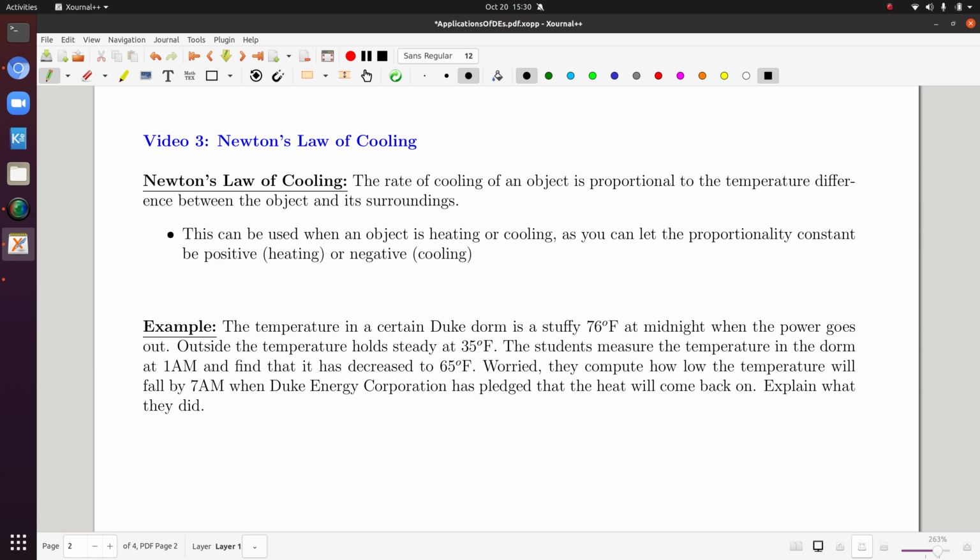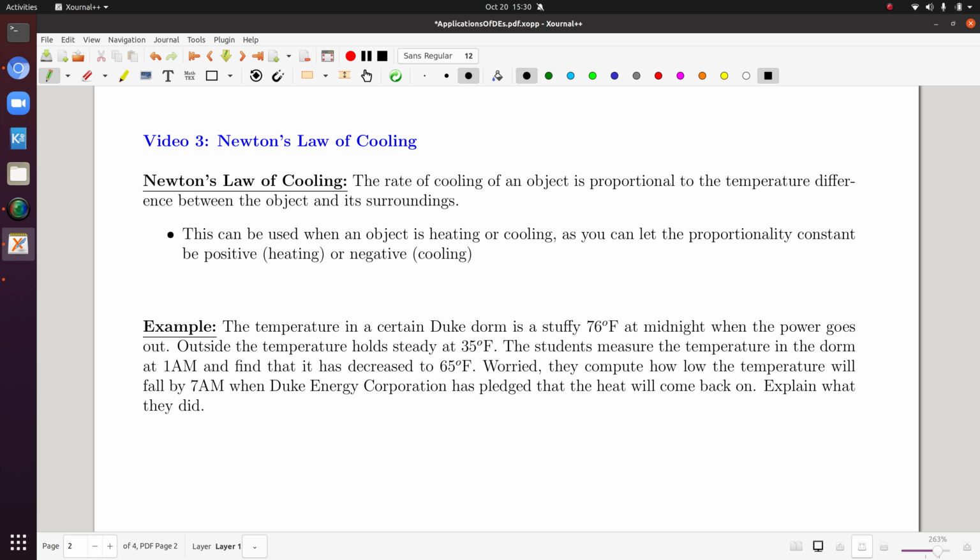A common application often deals with temperature in some way. And so in these instances, we want to rely on what's known as Newton's law of cooling. What that law says in general is that the rate of cooling of an object is proportional to the temperature difference between the object and its surroundings. So a lot of familiar terminology in there. Yet again, we see the word rate, and we also see proportional to.